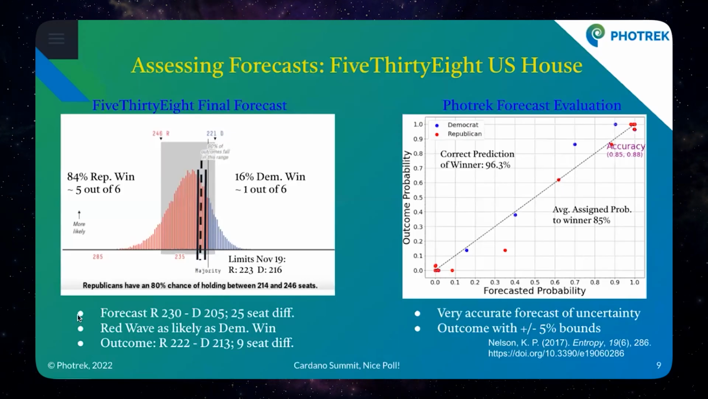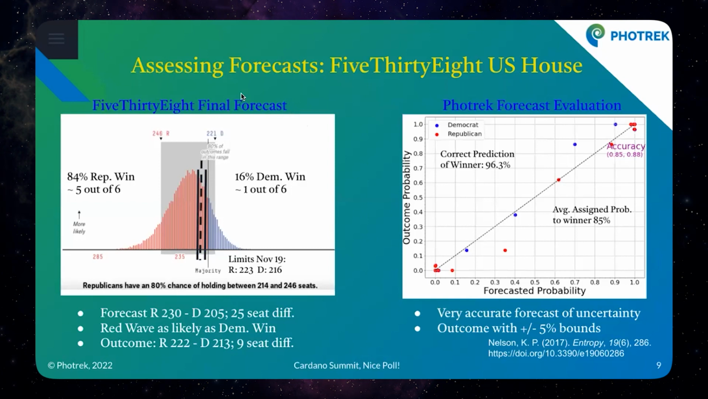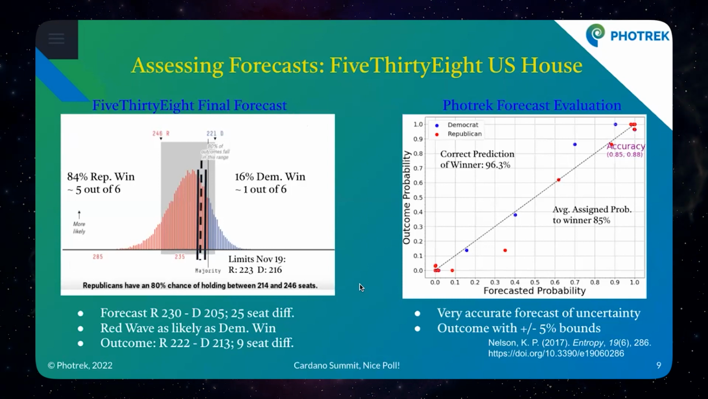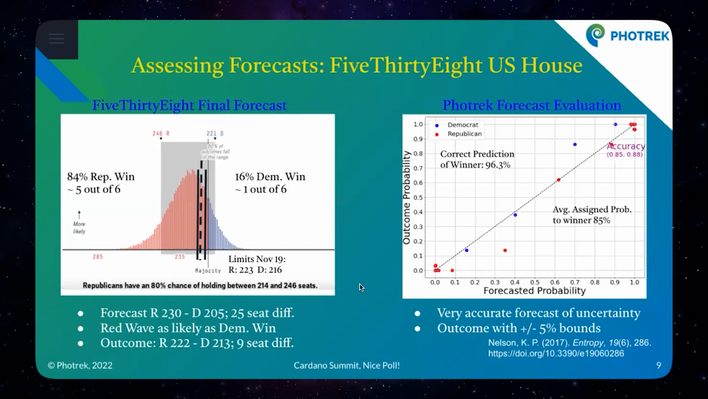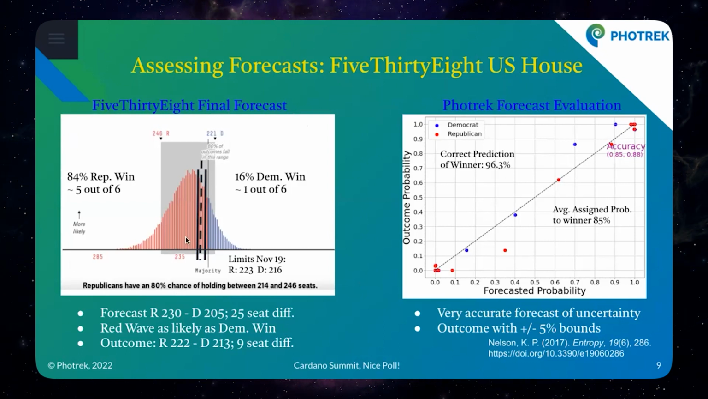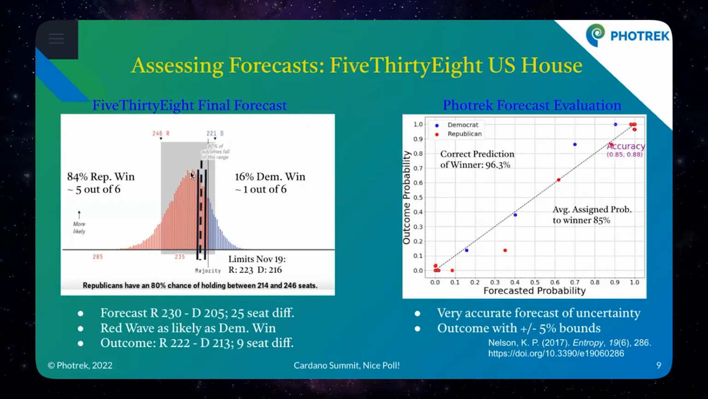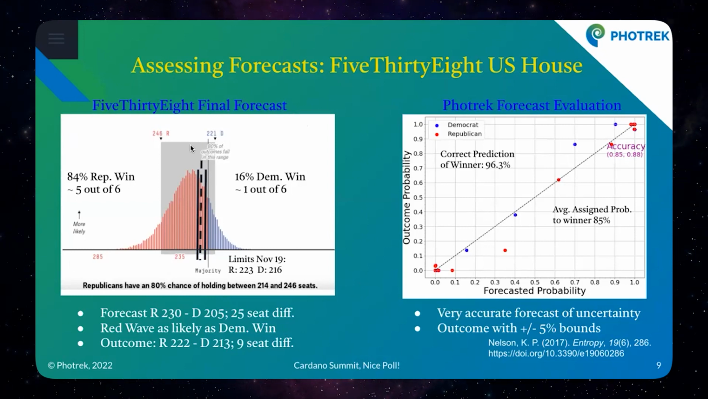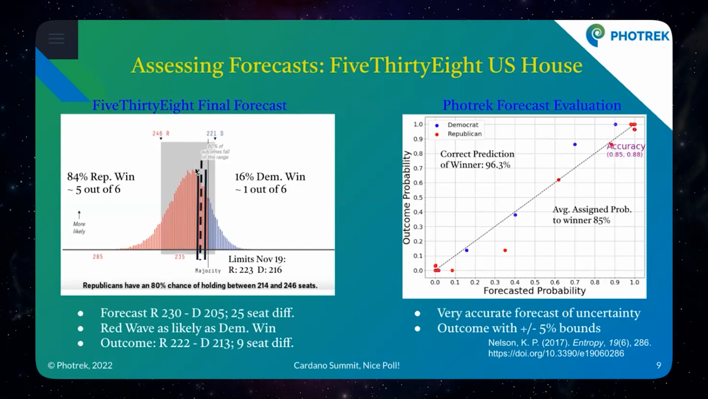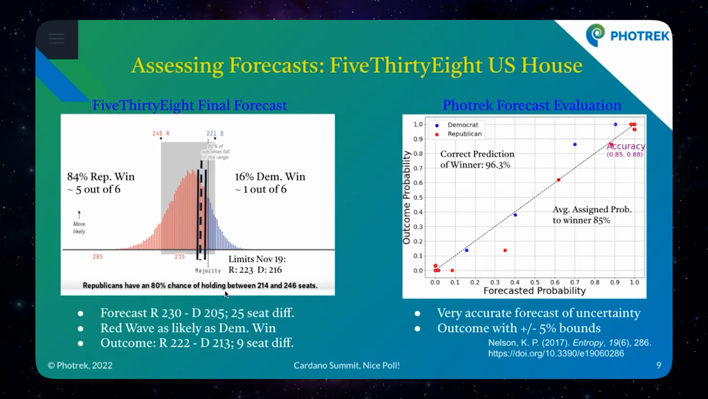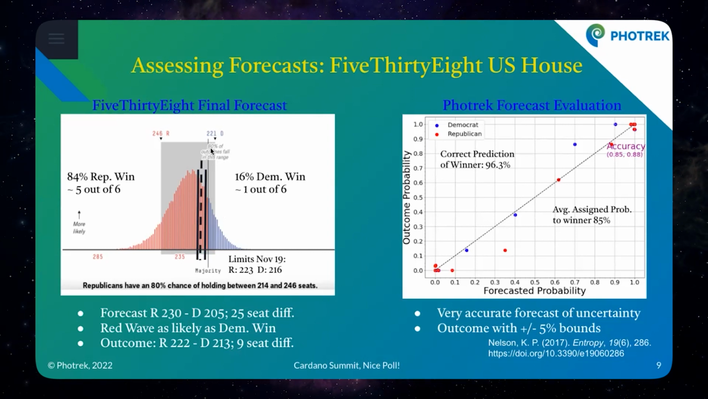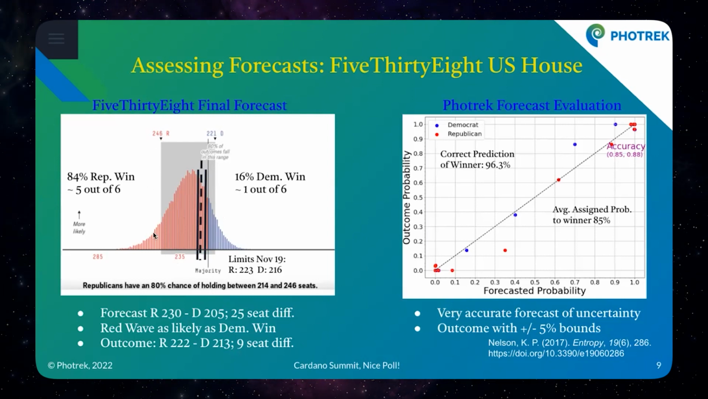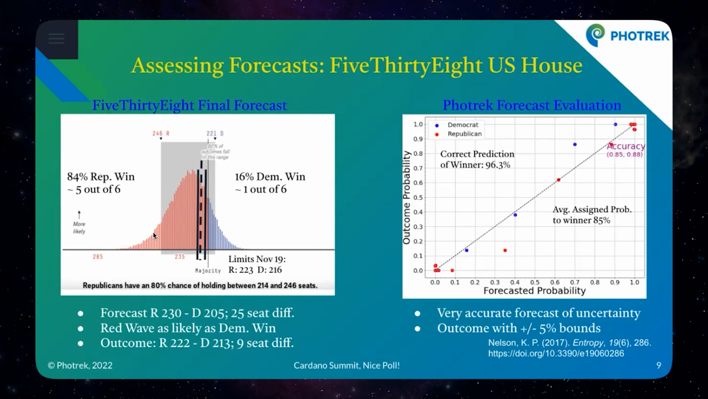On the left, you can see a diagram of the final forecast that was given by a team called 538, which does pretty rigorous statistical analysis. They were projecting that the Republicans would win 230 House seats. That's their mean here. But they also had a wide distribution. Within the 80% range, that included the possibility of Democrats winning and Republicans having what was referred to as a red wave, where they would win a lot of seats.